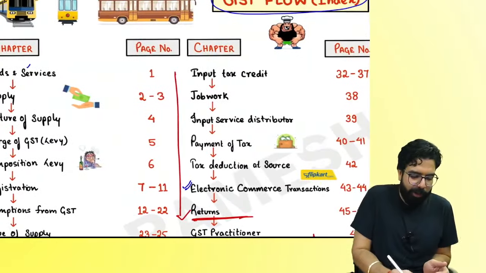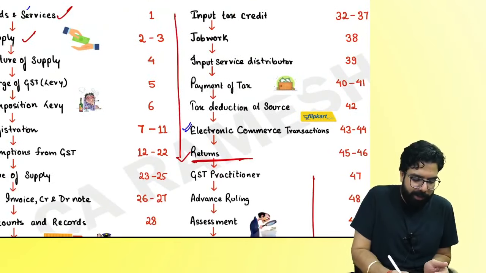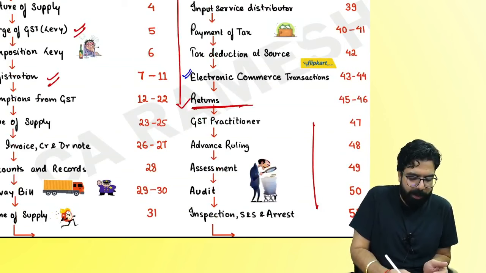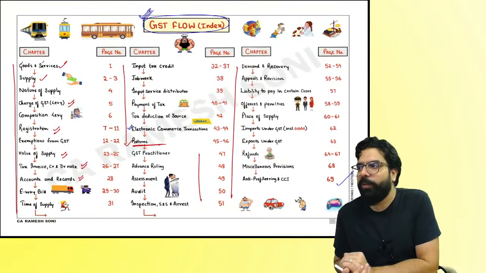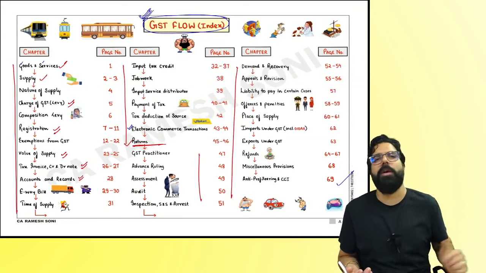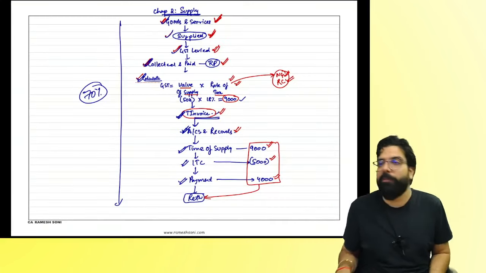See, goods and service, when it is supplied, GST will get charged. Now, if you are a registered person, you will calculate, issue invoice, maintain accounts. All this will come step by step. But when we are learning in detail, we'll see small additional chapters also come in. But are we clear with this flow, everyone?